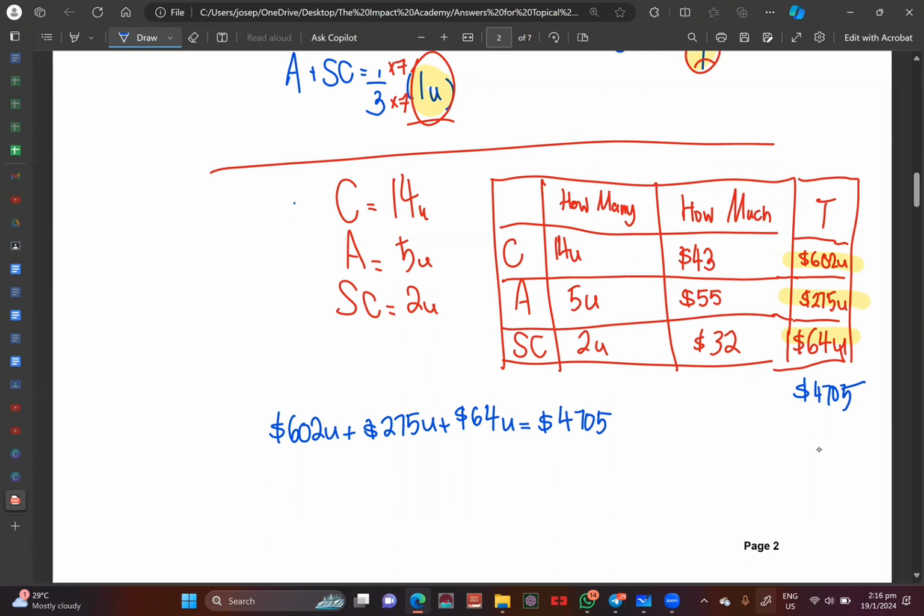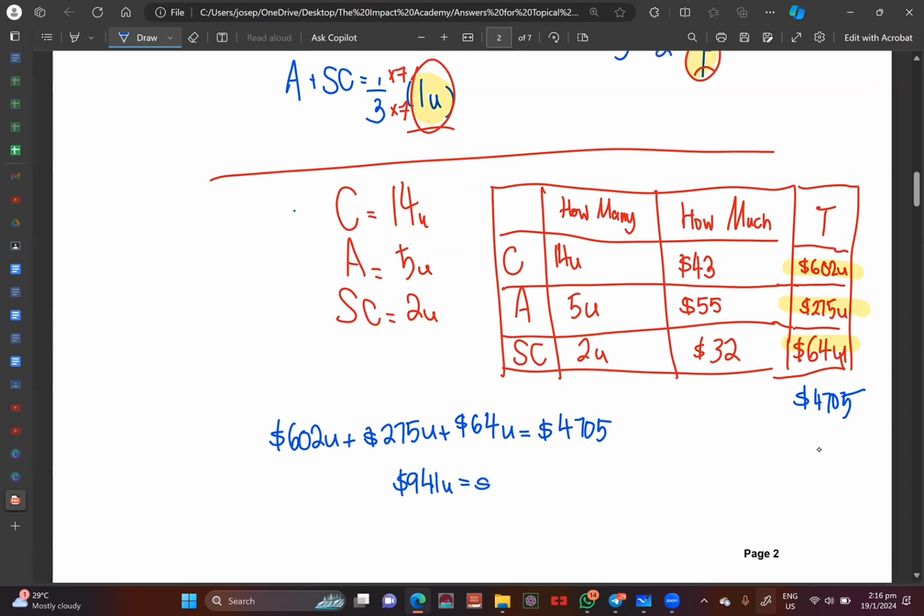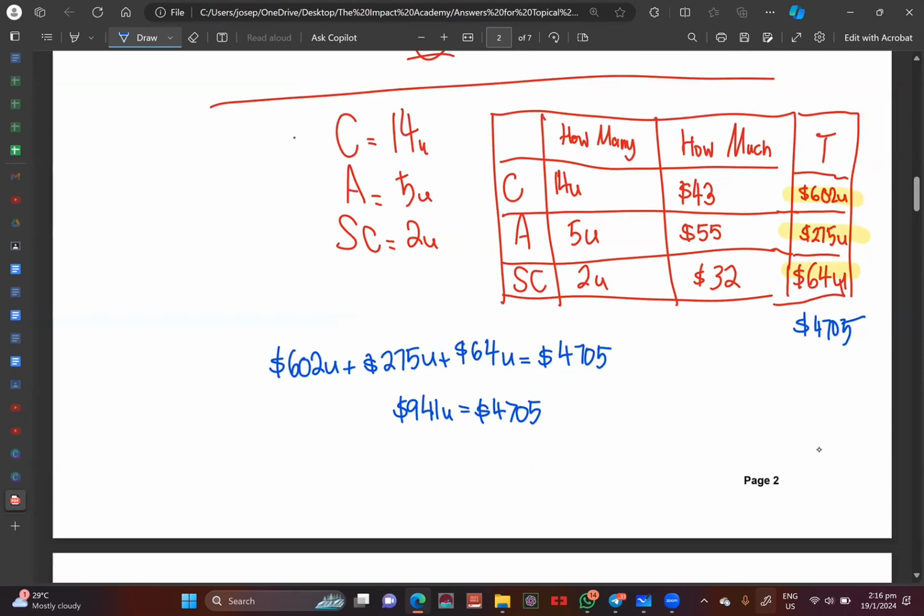$941 unit. Am I making sense here? Yeah. Now, I say this again and again: number x value, you draw, it will most likely, 99% of the time, be a whole number. 941. Okay, you get 5, right?